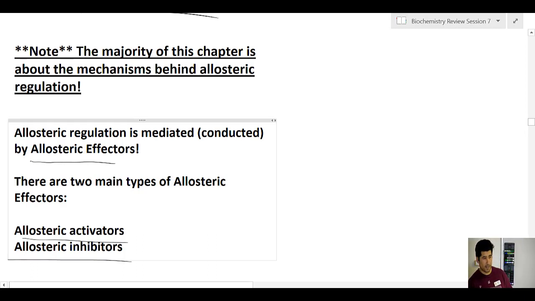What is an allosteric site? It's a site other than the active site. So are these allosteric inhibitors and allosteric activators competing for the active site? Yes or no? No.